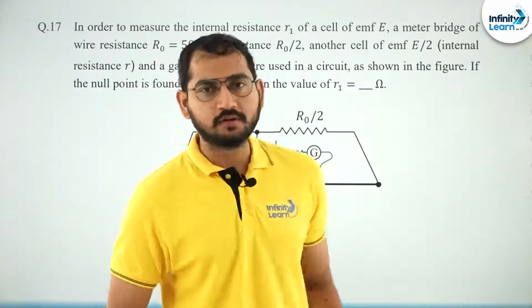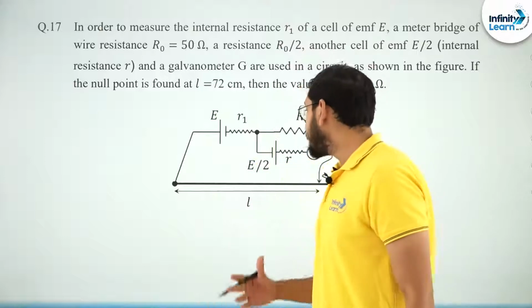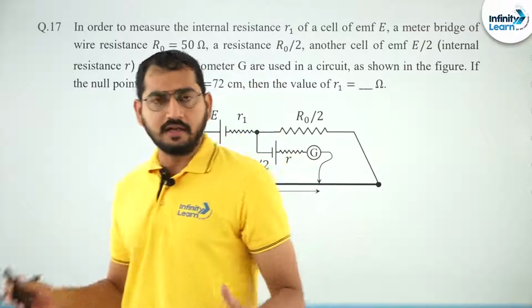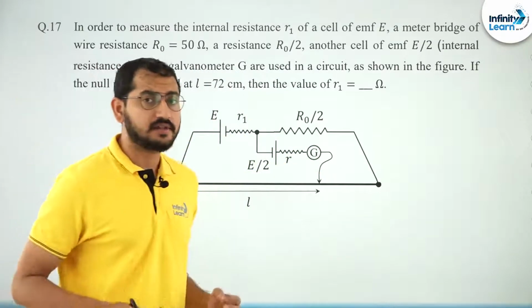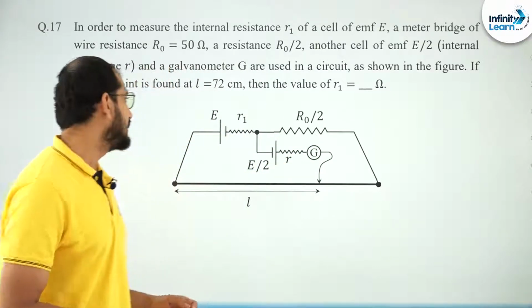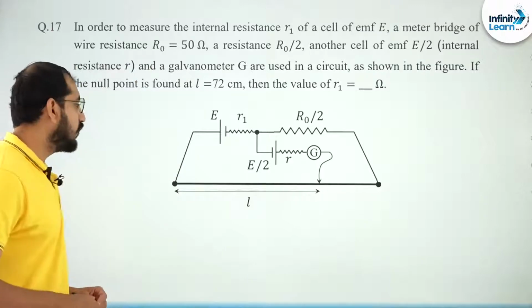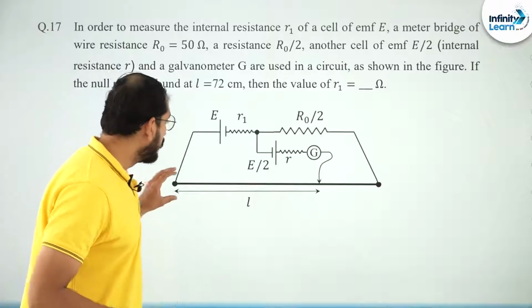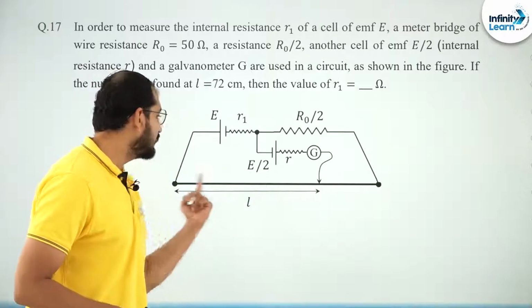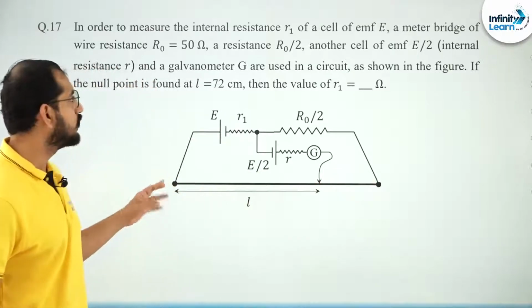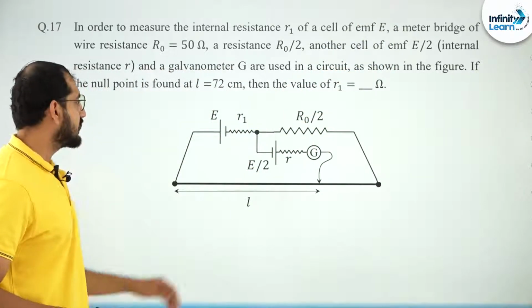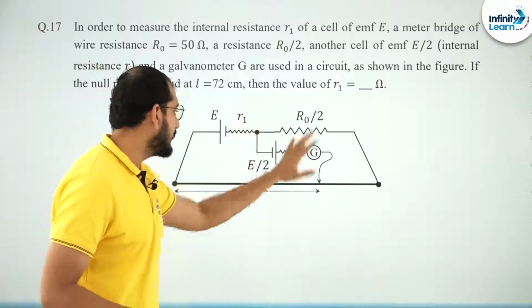Moving on to our next question, students. This is an application of a meter bridge. A little bit different, but the basic concepts are the same which we learn in the chapter electricity. What is given in the question is that we have this meter bridge. The total length of this particular wire is given to be 1 meter, and there is a set of batteries and resistors given over here.